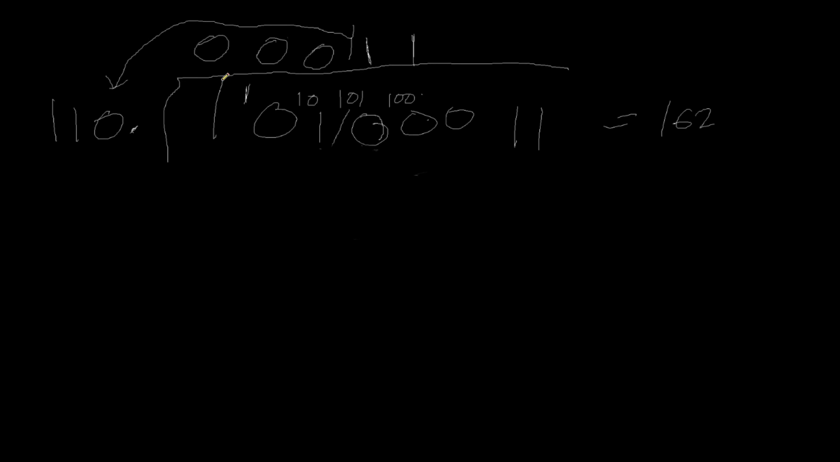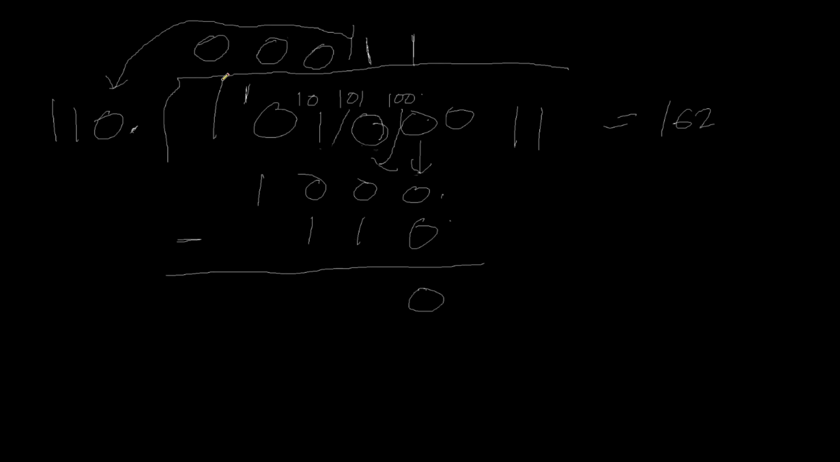So now, 1,000 from here. So the 0 comes down, and then the 100 up here goes 0, 0, then 1. So that's 1,000. Minus 1, 1, 0. So what's the remainder? So 0 minus 0 is nothing.